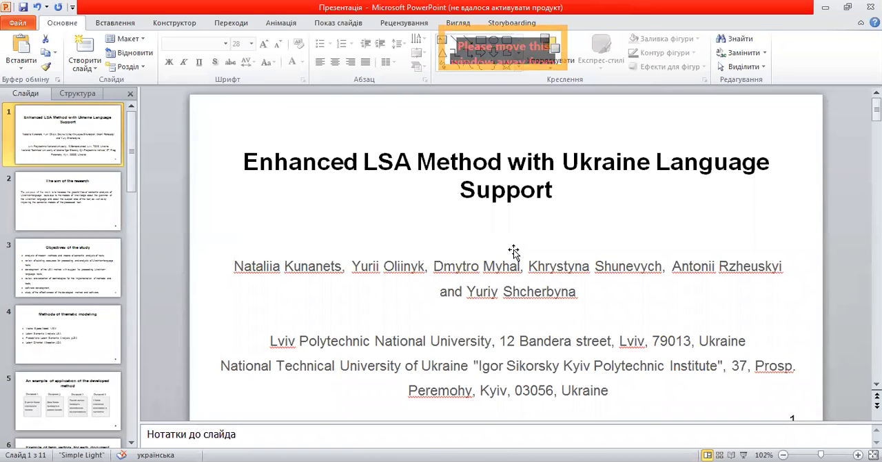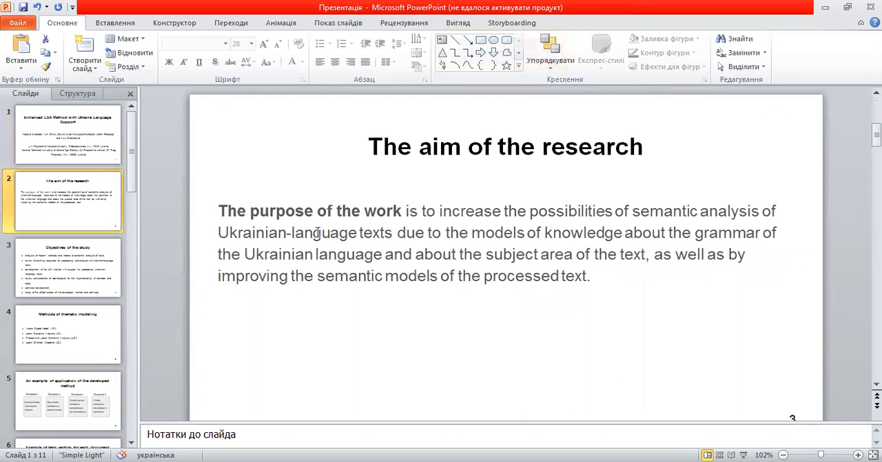So the aim of our research is enhancing the LSA method with Ukrainian language support. The aim of our research is to increase the possibilities of semantic analysis of Ukrainian language texts due to the models of knowledge about the grammar of the Ukrainian language and about the subject area of the text, as well as by improving the semantic models of the processed text.